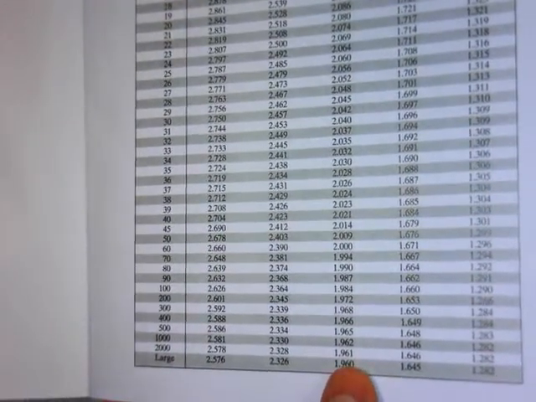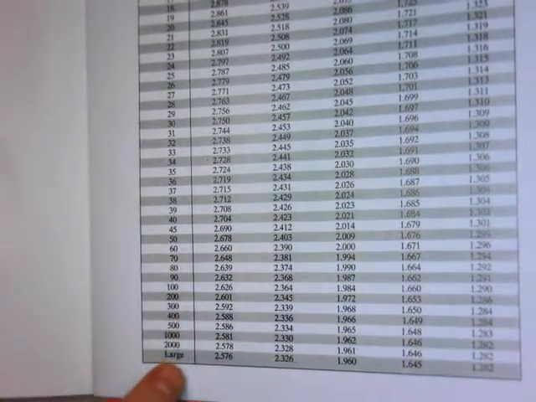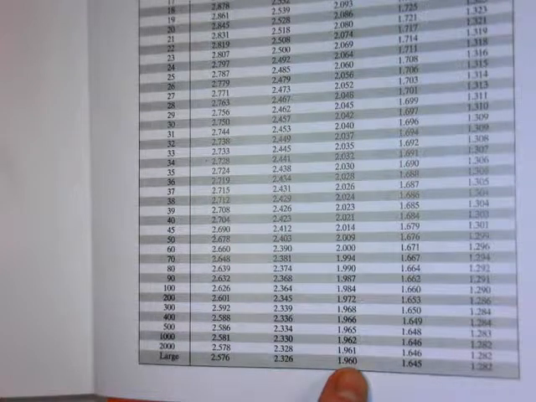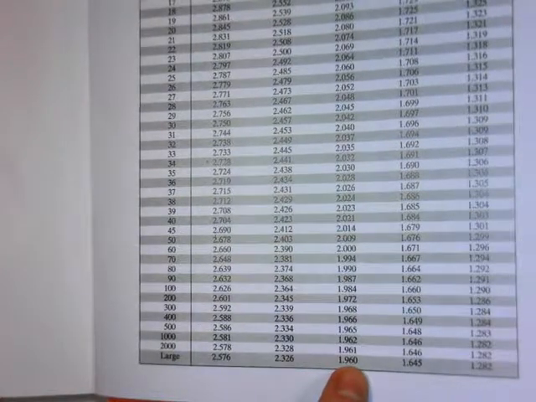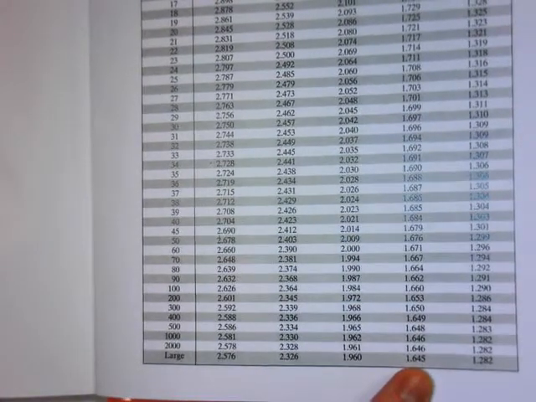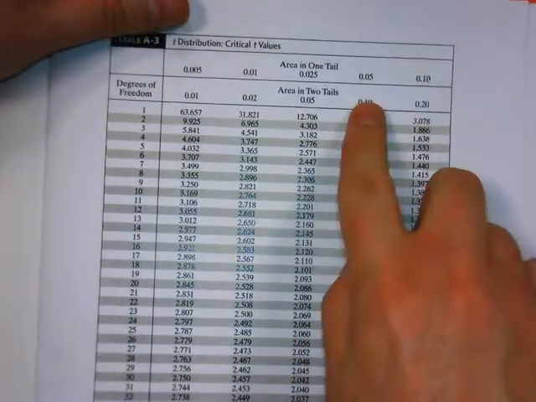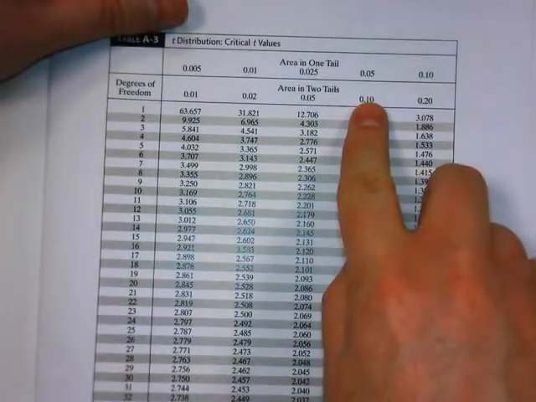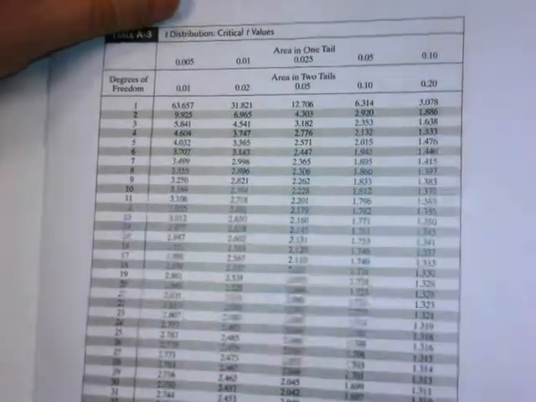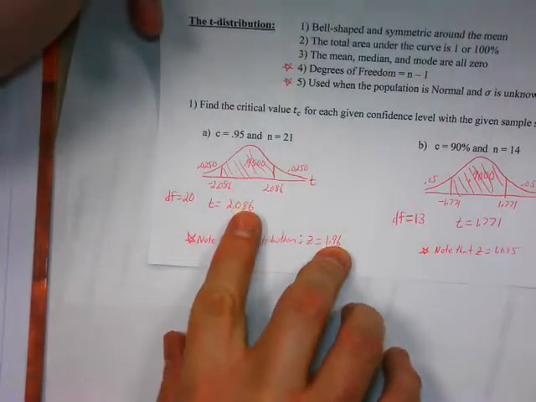Down here at the bottom, 1.960. So when degrees of freedom is really large, we get the same value that we would in the Z distribution. 1.645, we saw that before, for a 90% confidence level. Trace that up to the top, we had 10% in two tails. So we can see how that matches up with the Z distribution if n is large. The critical value for t_c in this case was 2.086.